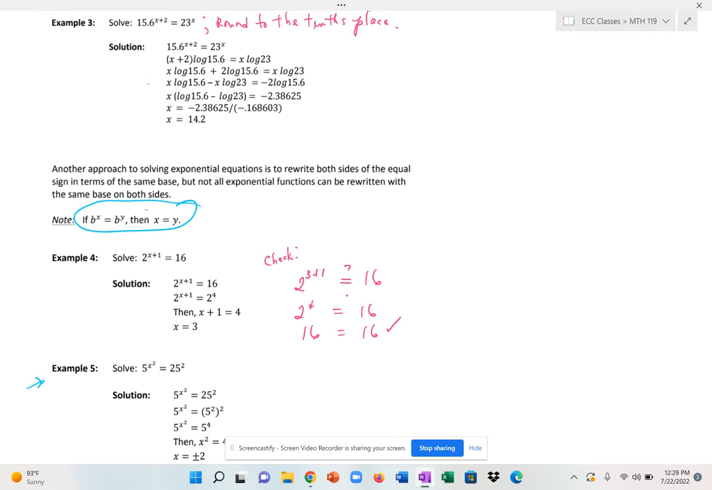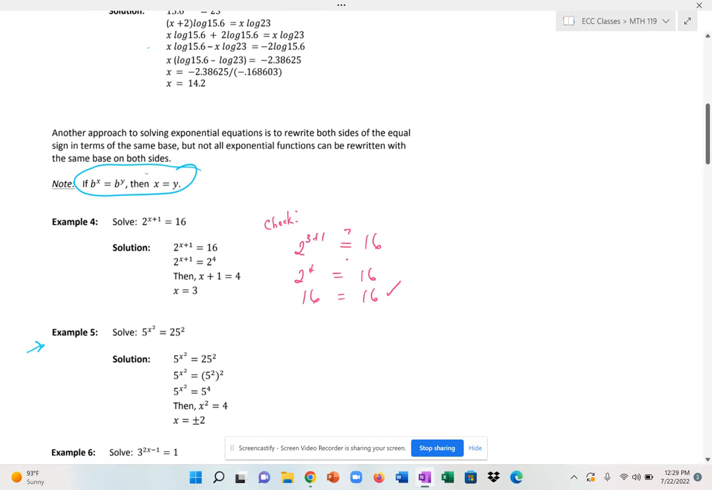So 25 could definitely be rewritten with a base of 5. But don't forget I'm squaring this. So this will be 5 squared squared. And when you have an exponential expression raised to another power, you simplify that by just multiplying the two exponents. So I get 5 to the x squared equals 5 to the fourth.